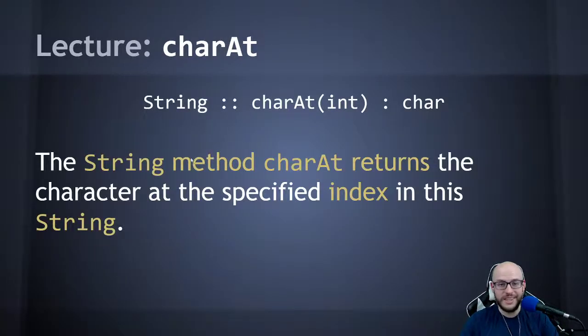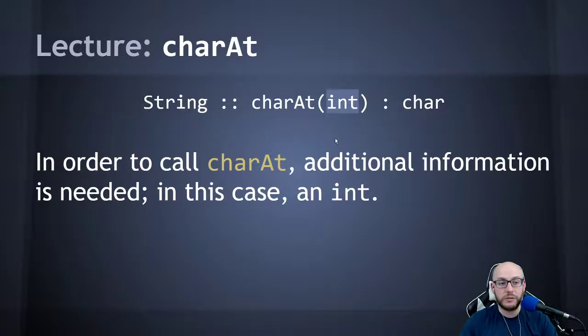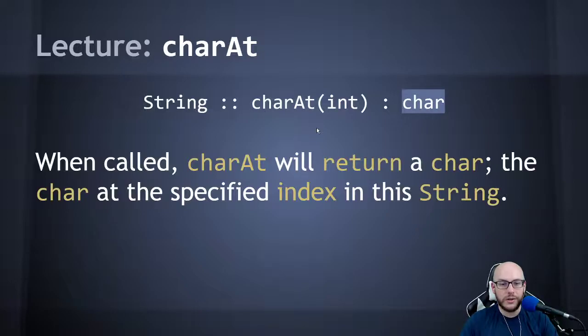Okay, charAt is the next method that we're learning. It returns a character at the specified index in the string, right? So in the string class, this method exists, charAt. It takes in an integer and is going to return a char, a character. Once again, notice it's not underlined. charAt can be used to obtain an individual character in a string. In order to call charAt, additional information is needed. In this case, we're taking in an integer. There's a parameter. There is an argument. It is an int. When called, charAt will return a char, the character at the specified index in this string.